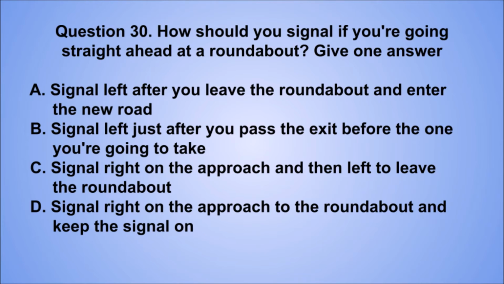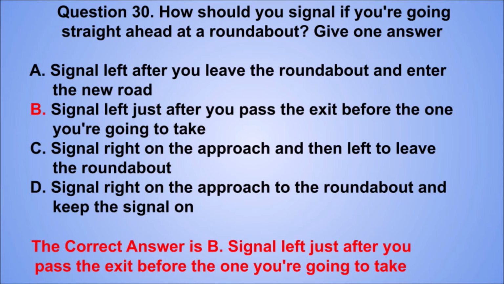Question 30. How should you signal if you're going straight ahead at a roundabout? Give one answer. A. Signal left after you leave the roundabout and enter the new road. B. Signal left just after you pass the exit before the one you are going to take. C. Signal right on the approach and then left to leave the roundabout. D. Signal right on the approach to the roundabout and keep the signal on. The correct answer is B. Signal left just after you pass the exit before the one you're going to take.